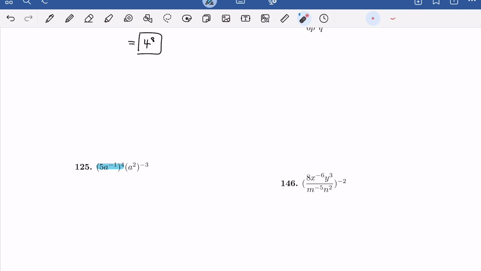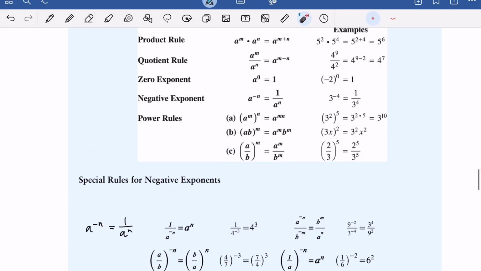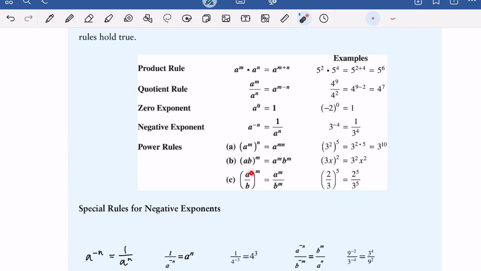Now, this is slightly different from the last example, because what is inside our parentheses being raised to this power is a product. We have 5 times a to the negative first, and this product is being raised to the 4th power. So this would be the second case of our power rules. We have the product of two things, A and B, being raised to the nth power. This is going to be simplified to A raised to the nth power times B raised to the nth power. So we think of this n as being distributed to both of these factors within this product.